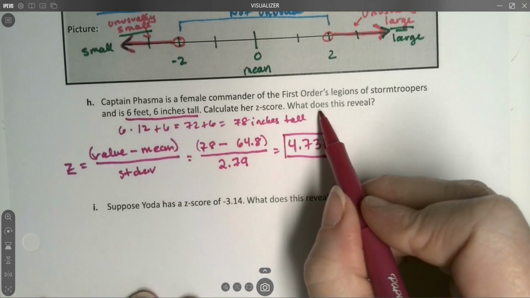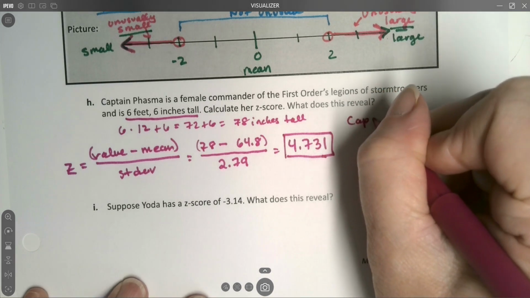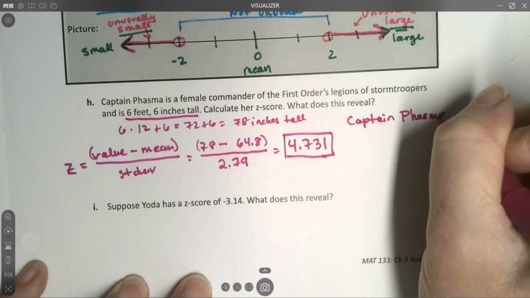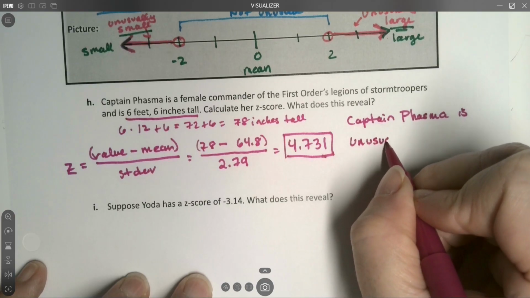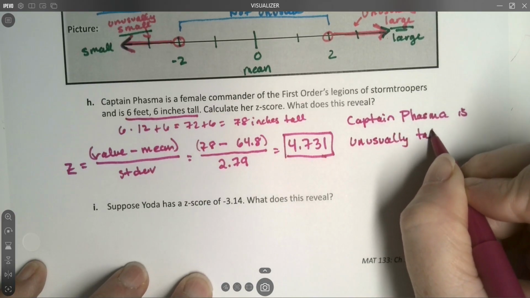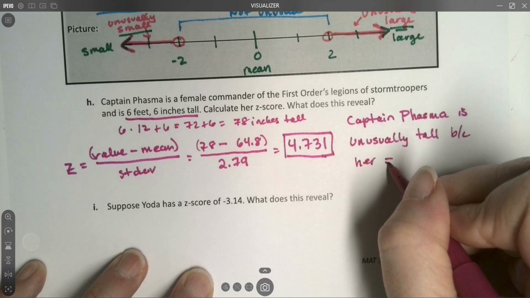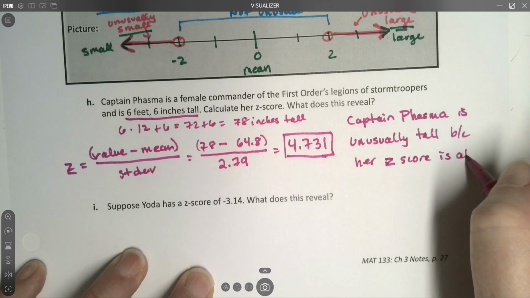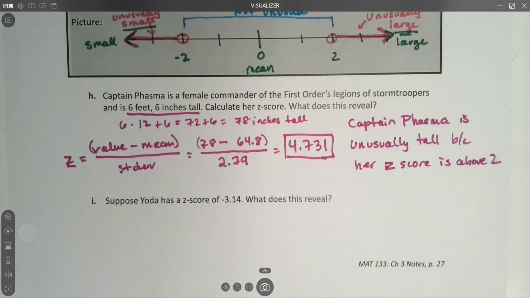So what does this reveal? Captain Phasma is unusually tall because her z-score is above 2. She's over here on this side.